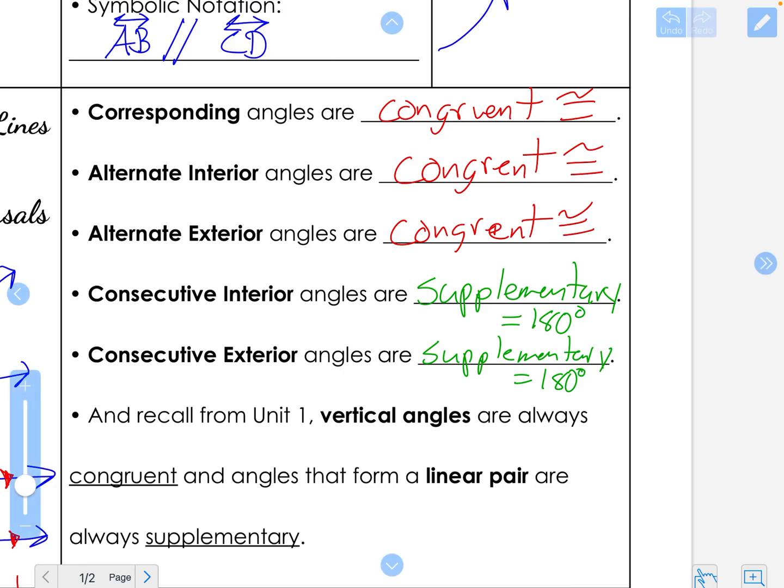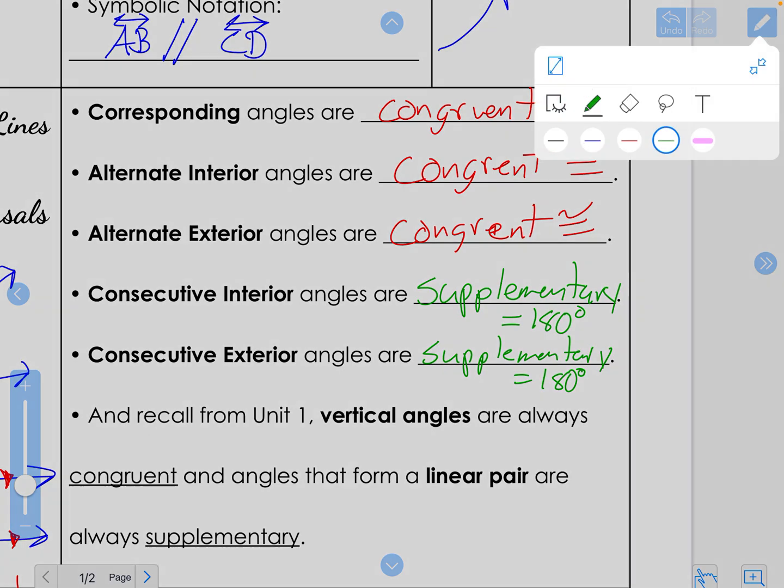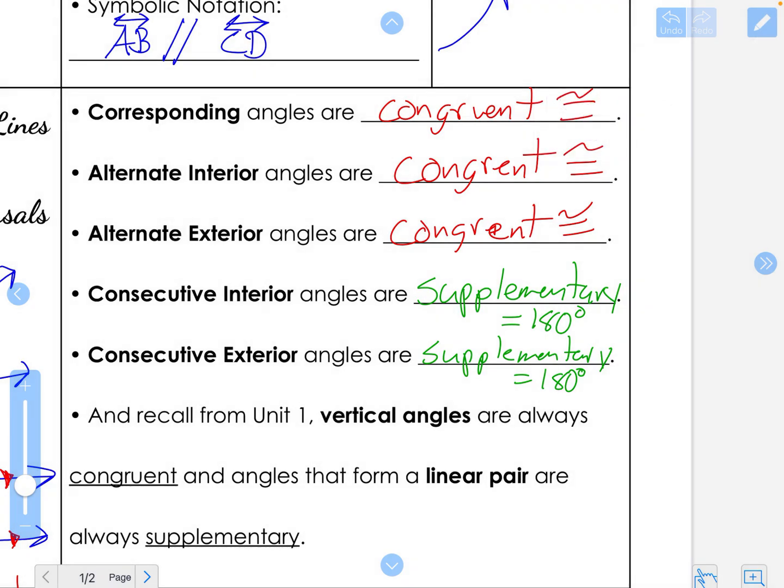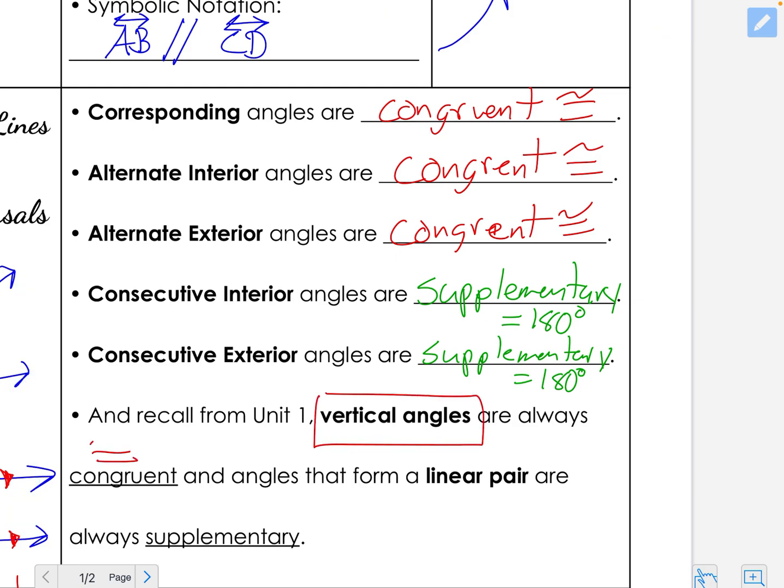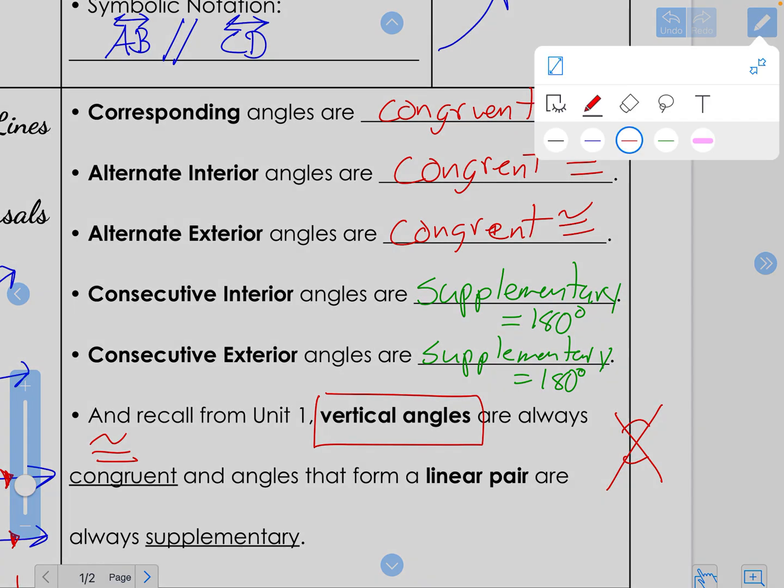One last thing to keep in mind when we're talking about parallel lines and transversals is what we learned in Unit 1. In Unit 1, we learned about vertical angles, and we know that vertical angles are always congruent, but they must be on intersecting lines and be on opposite sides for them to be congruent.